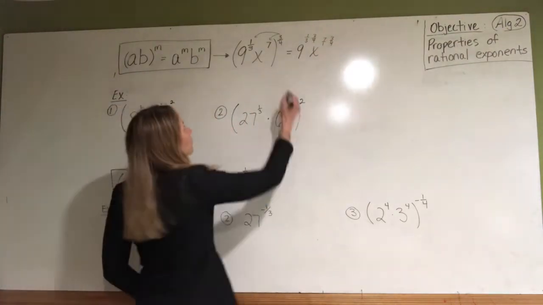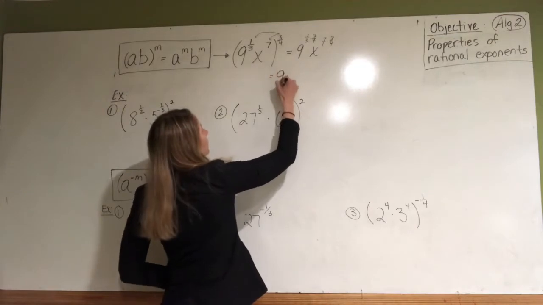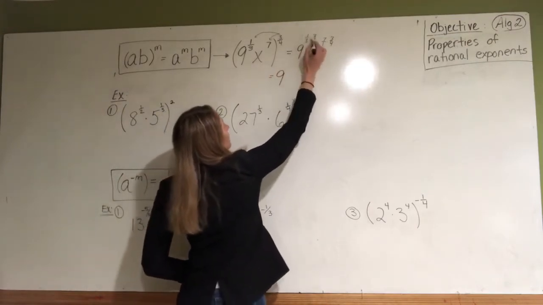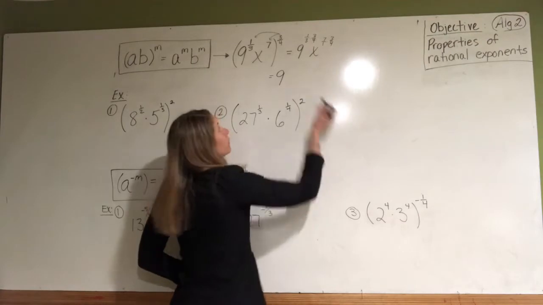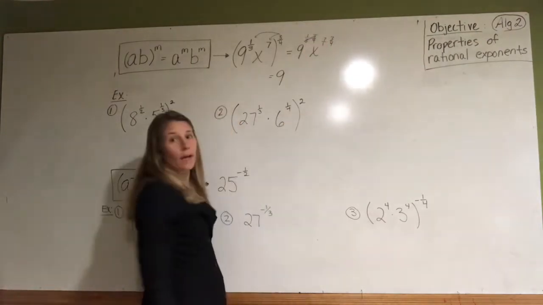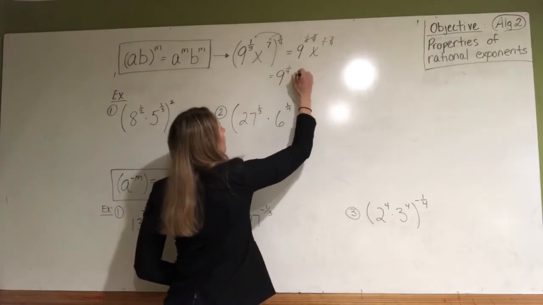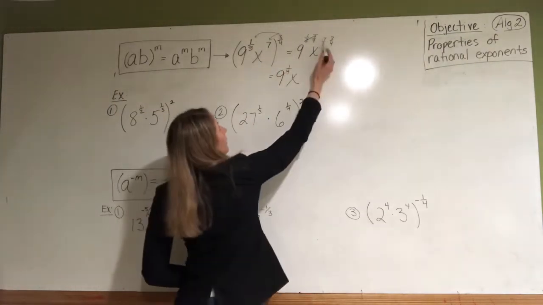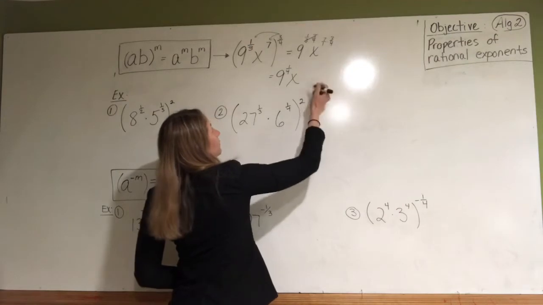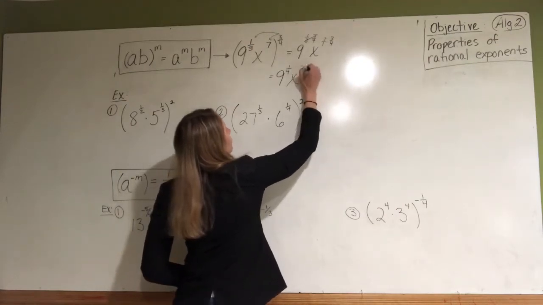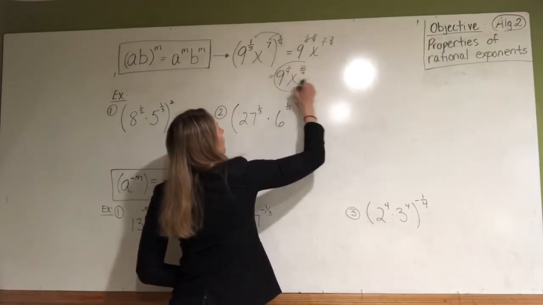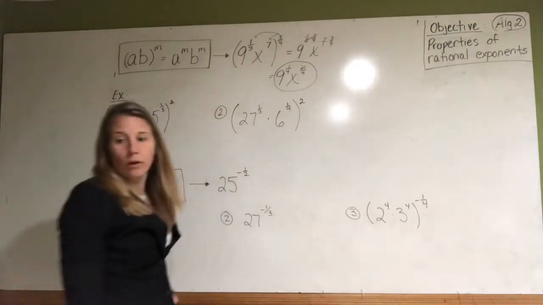So for the 9, when you multiply 1/3 times 3/4, you could get 3/12 and reduce it, or you could simply just cross cancel out those 3's. You would have 9 to the 1/4 power. And then when you multiply your 7 times 3 and your 1 times 4, you would have 21/4 for your exponent on the x.